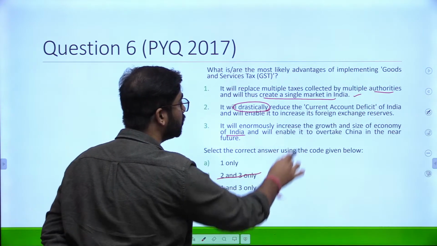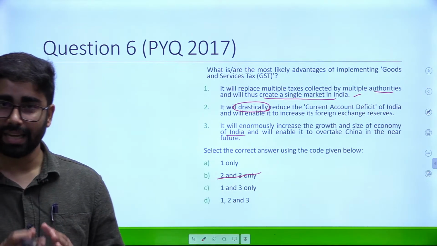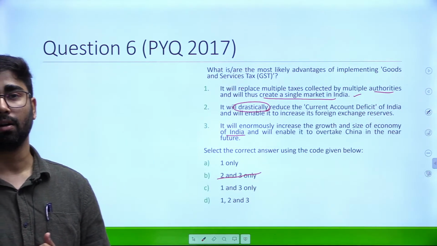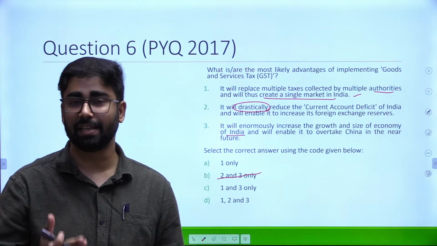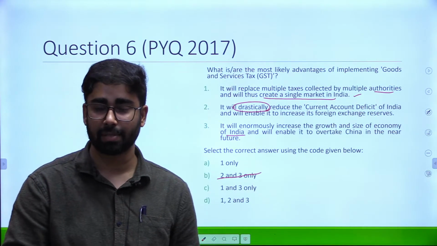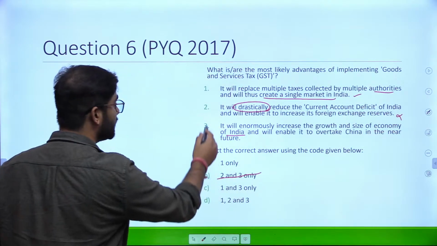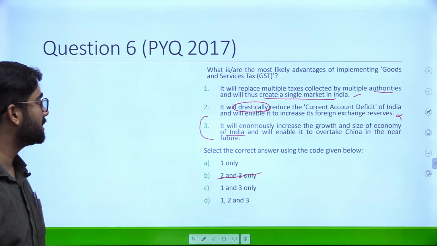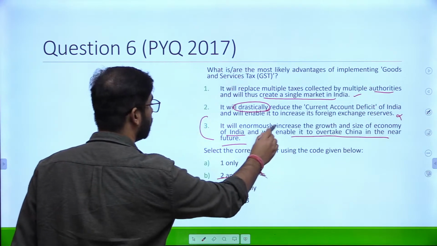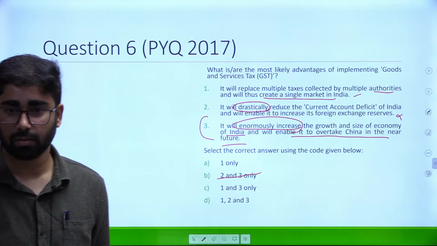It will drastically reduce the current account deficit and will enable it to increase its foreign exchange reserves. See, it will improve the current account deficit position of India, but it won't be drastic. It is an extreme statement. Okay, so we have to steer clear of extreme statements in the prelims examination, so it should not be true. And the third statement: it will enormously increase the growth and size of the economy of India and will enable it to overtake China in the near future. Enormously increase. So let's see whether this statement is correct or not.